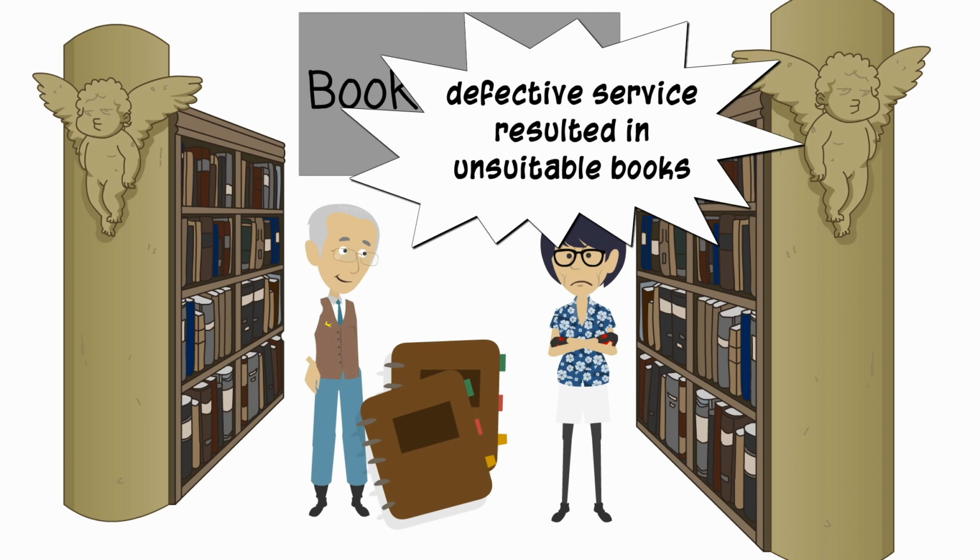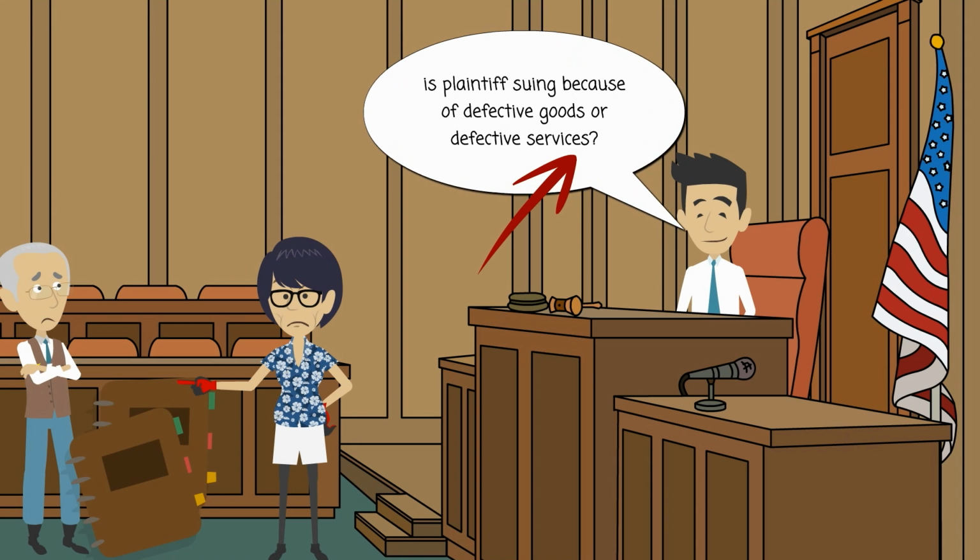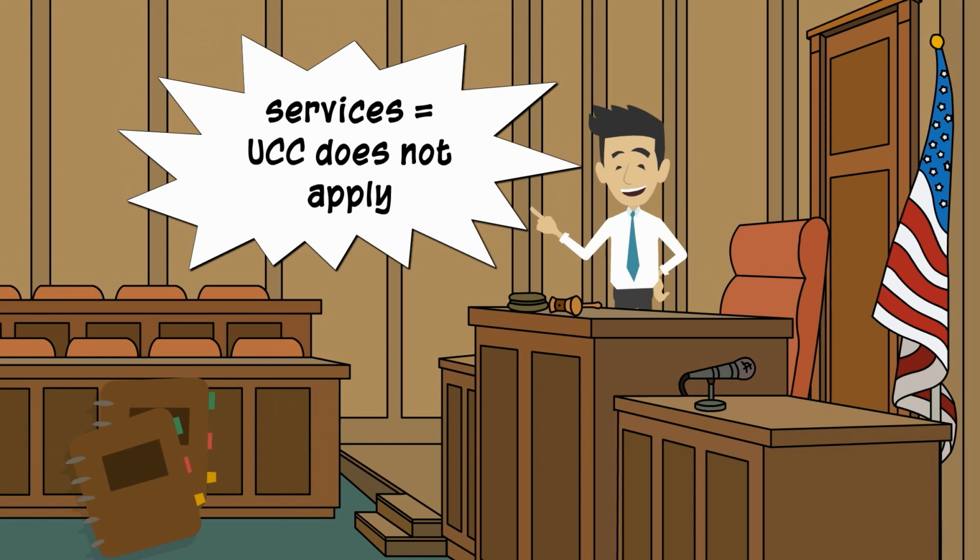A court is likely to say, yeah, the books were defective, but it was the defendant's defective services that resulted in the defective books. And if the court concludes that the gravamen of the action is for defective services, then the court will not apply the UCC to this case.